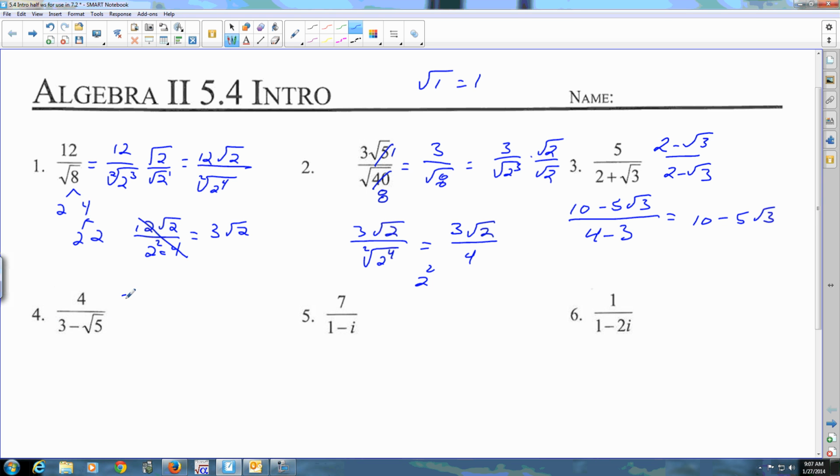So this would be multiplied by 3 plus the square root of 5. So you get 12 plus 4. It's supposed to be a 4, not a 9. Silly software. Alright. 4 square roots of 5 over the difference of squares pattern. 9 minus 5 is 4. So you have 12 minus 4 square roots of 5 over 4.